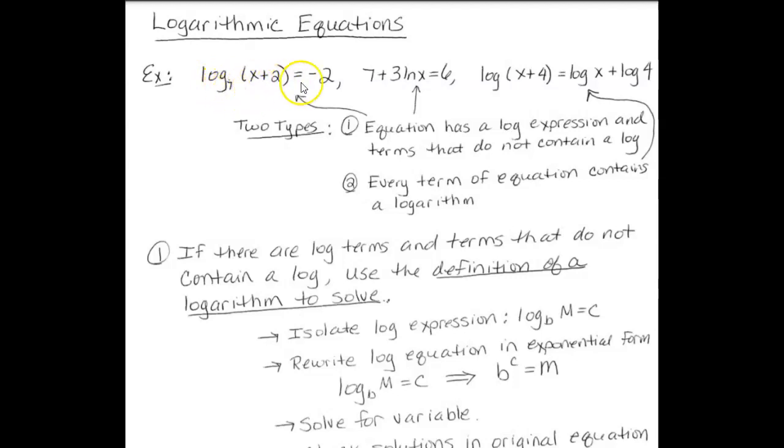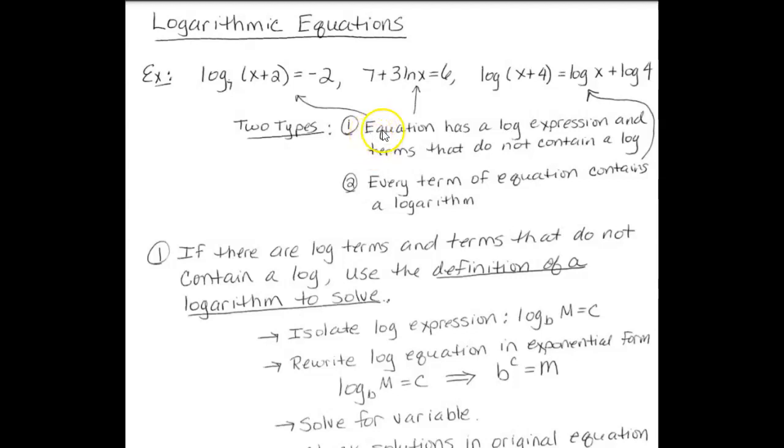Log base 7 of x plus 2 equals negative 2. 7 plus 3 natural log x equals 6. Log of the quantity x plus 4 equals the log of x plus the log of 4. So there's a logarithm somewhere in the equation. Okay, again, there are two different types, and depending on the type will determine our process for solving.